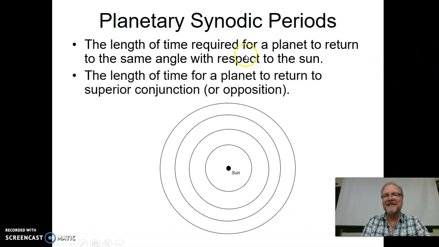So, choose your favorite solar angle, 0 or 180 degrees, and it's just the length of time for the planet to do that, to go from a superior conjunction back to a superior conjunction, or if you're a superior planet, to go from opposition back to opposition. Okay. So we had drawn on the whiteboard, using Mars as our example, because ultimately that's going to be the planet with the longest synodic period.